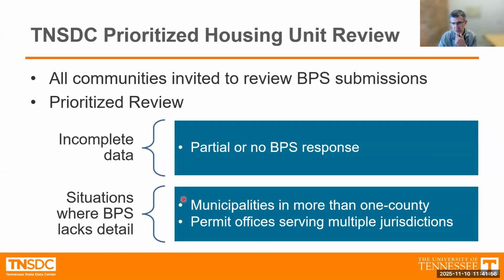But there are also a couple of other situations where it's important that you look. The first is if you're a municipality that spans a county line. If the county line crosses through your municipality, the building permit survey does not have enough detail to say which county that permit was issued in. We only know that it was issued for a municipality, but we don't know which county. So they get allocated automatically. We can fix that if you are in that situation.